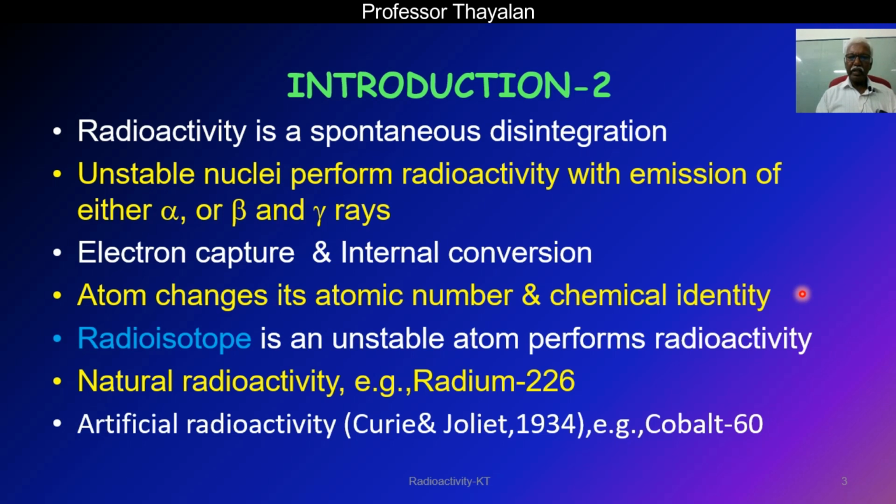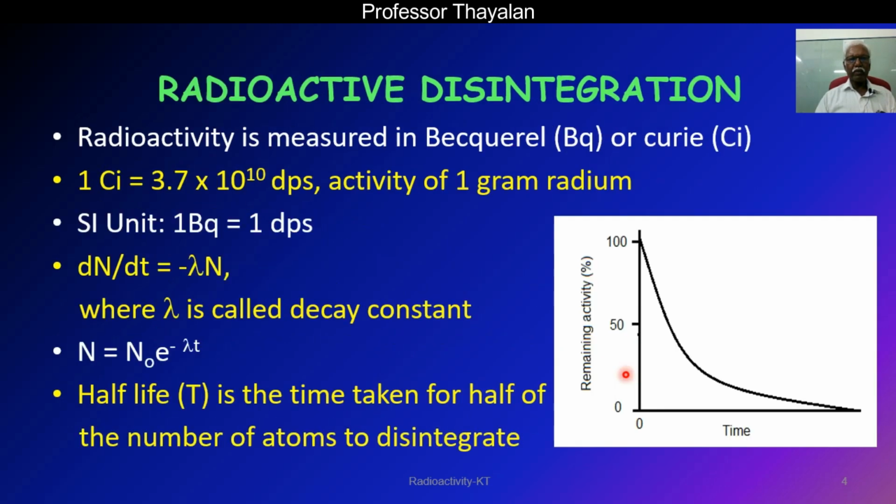There are two types of radioactivity called natural radioactivity and artificial radioactivity. For natural radioactivity, the example is radium-226, where 226 is the mass number. Artificial radioactivity was discovered by Curie and Joliot in 1934. The best example is cobalt-60, used in teletherapy machines in radiation treatment.